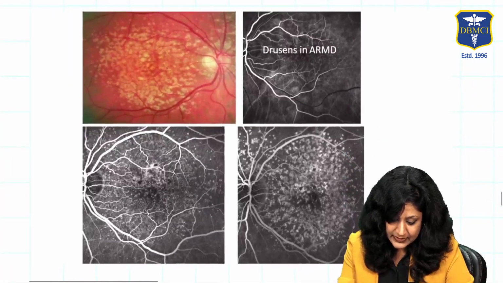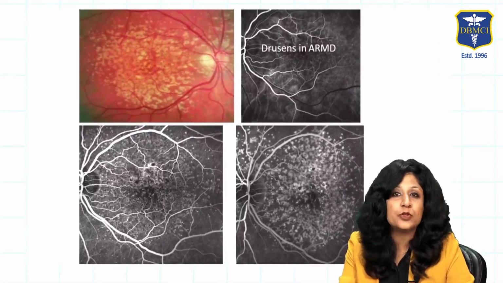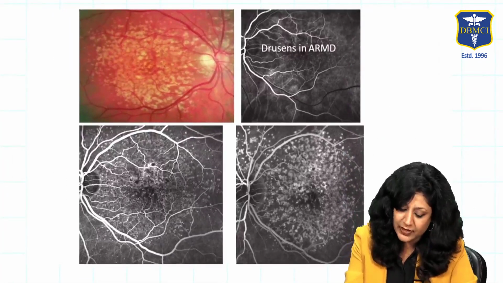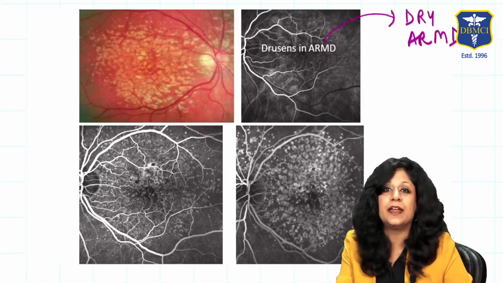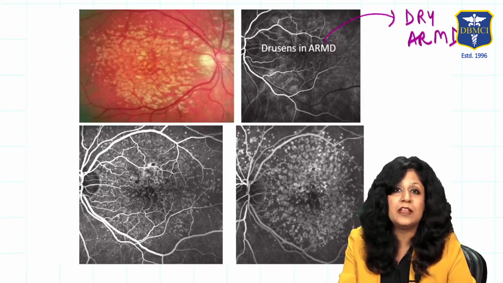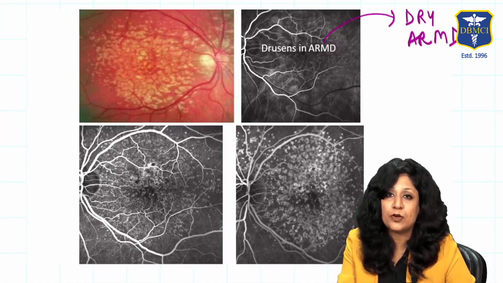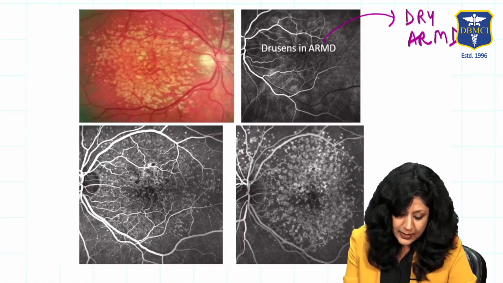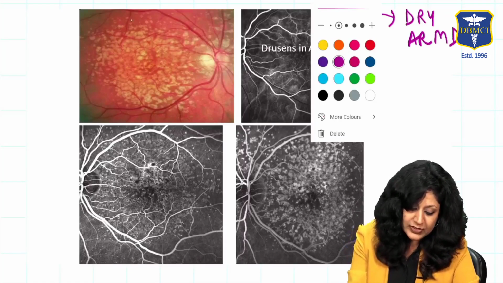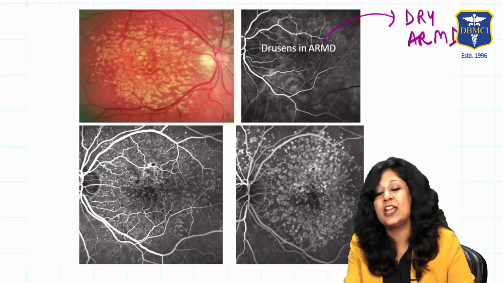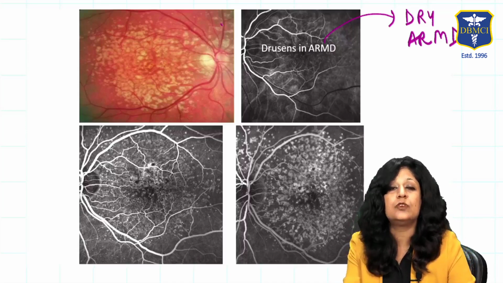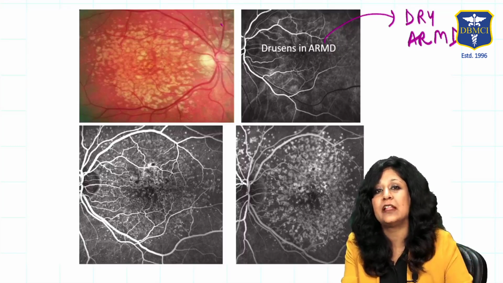For example, see this. When you see the drusens, now do you remember drusens are very typical of the dry ARMD, right? So these are actually the extracellular deposits that you are getting in cases of dry ARMD between the RPE and the Bruch's membrane of the choroid. So can you see a number of these hyperfluorescent areas that you are getting, and how to differentiate it from microaneurysms, how to differentiate it from the other areas of leakage?